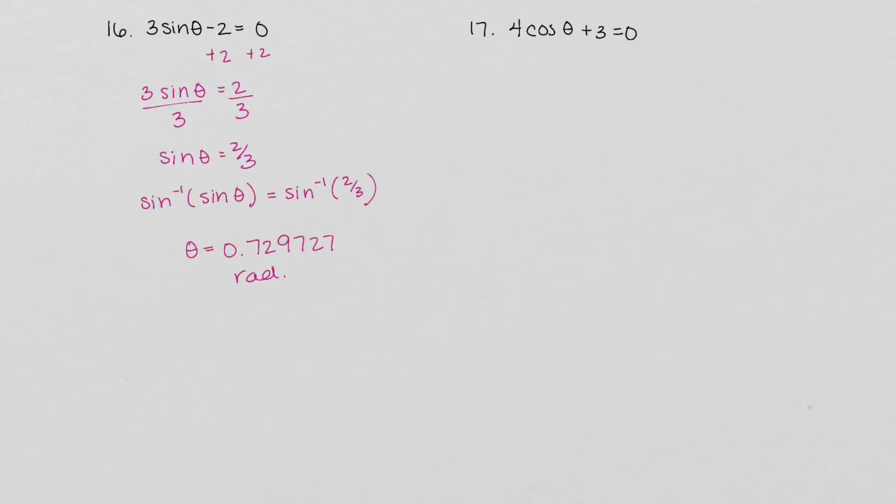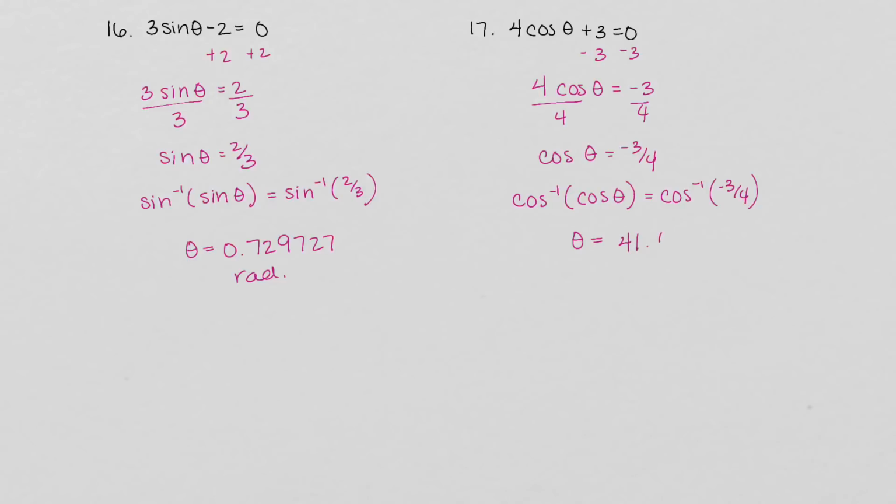Same process with number 17 and cosine. We subtract 3 from both sides. We get 4 cosine of theta is equal to -3. Divide by 4. We get cosine of theta is equal to -3/4. And we don't know the angle where cosine is -3/4, but what we can do is take the inverse cosine. So cosine inverse of cosine of theta. And again, this is like taking the square root of something squared. And when we do that, we get theta is equal to 41.409622.